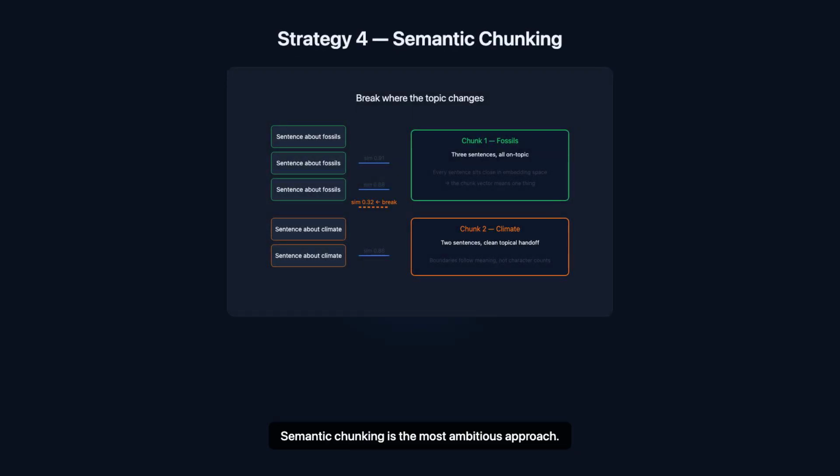Semantic chunking is the most ambitious approach. You embed every sentence individually, then walk through the document measuring how similar each sentence is to its neighbor. As long as the similarity stays high, you keep adding sentences to the current chunk. The moment similarity drops below a threshold, like the jump from 0.88 to 0.32 on screen, that's your boundary. The result is a chunk where every sentence is genuinely about the same thing, which is exactly what an embedding model is supposed to represent.